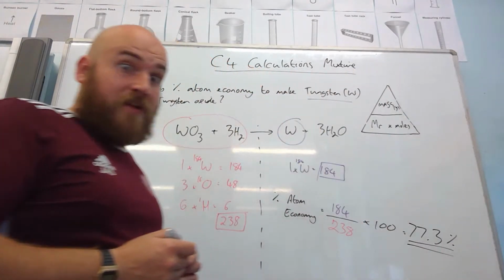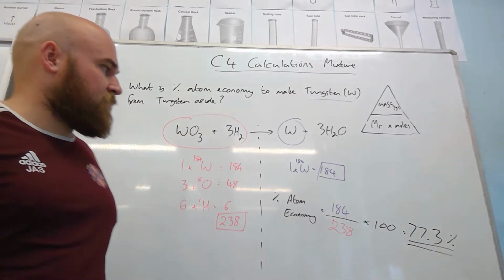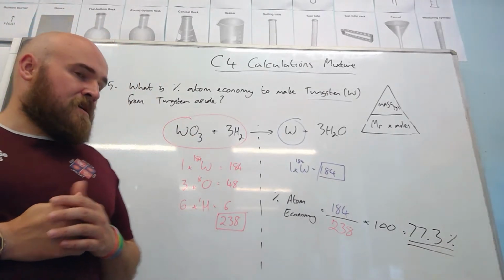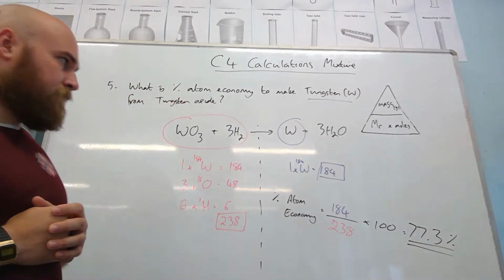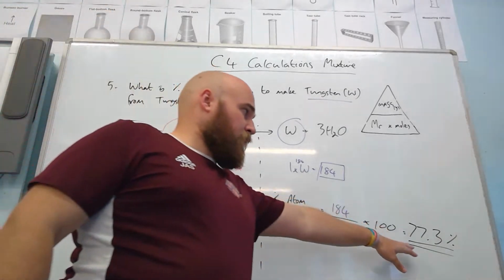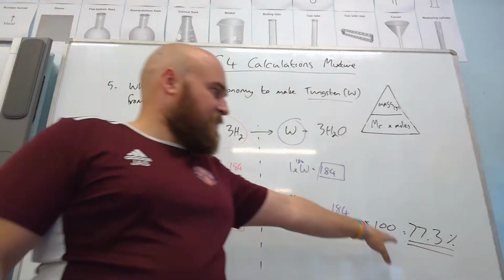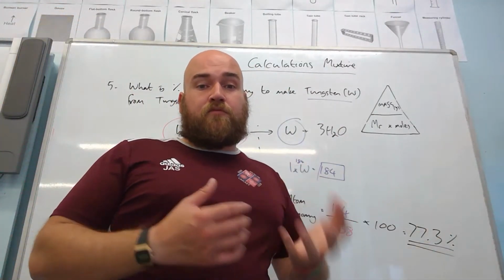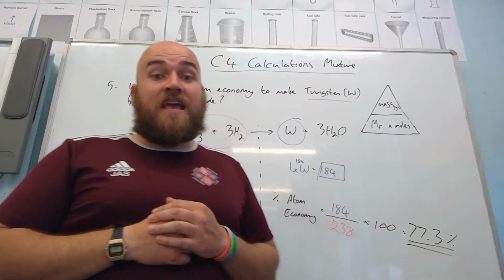Which is quite high, which is really good actually. So this is why we do this process in industry to extract tungsten, because tungsten is quite a useful material. It's got the highest melting point of any material on the periodic table. And it is a metal, so it tends to be quite strong as well. So that lets us know that if we were to put in 100 grams of starting material, 77.3 grams of it would end up as the product that we want. So there's not as much waste in this process as there is in others.